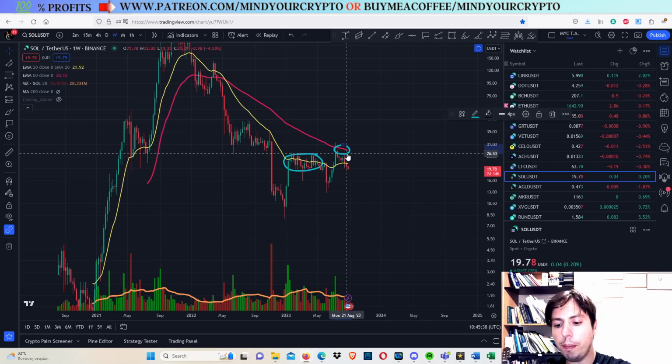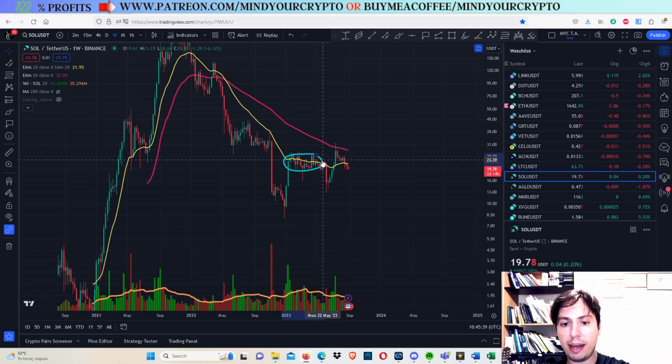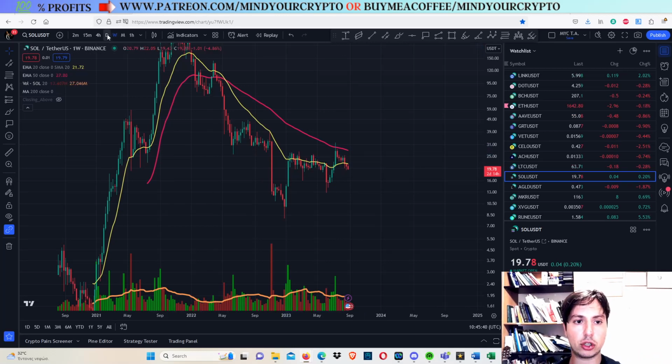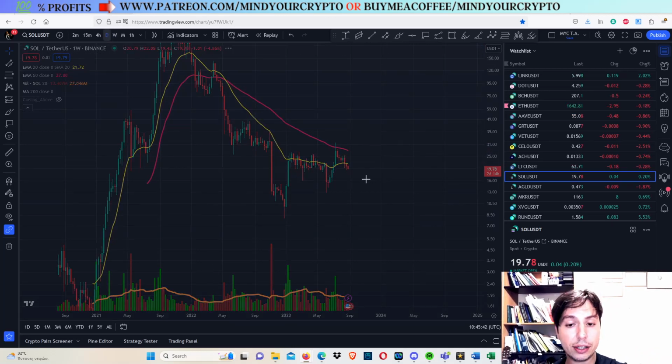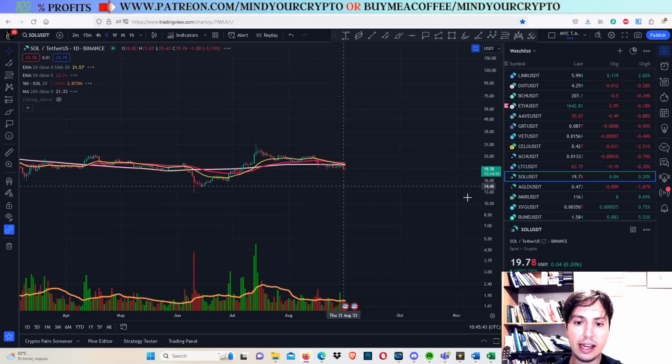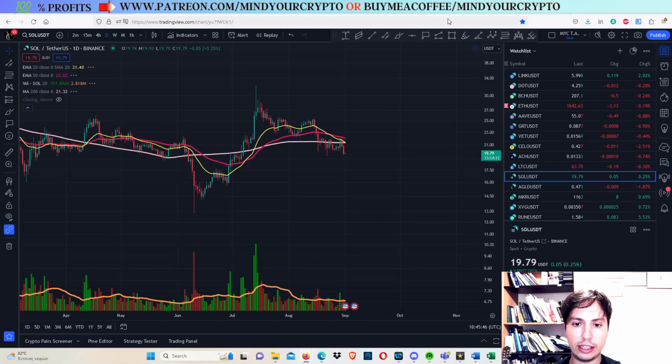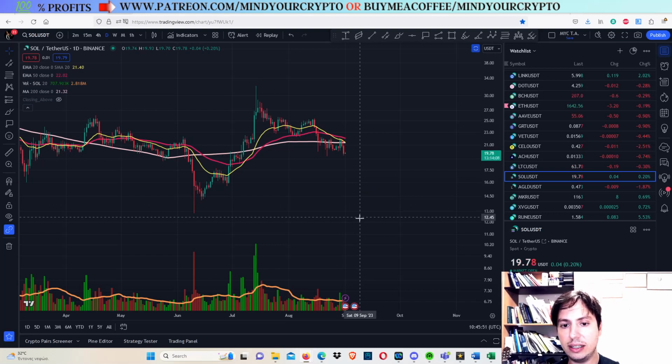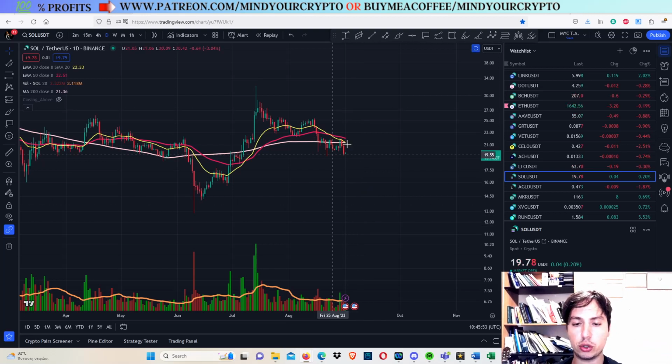Right now, though, because we found rejection on the 50-day MA, and it doesn't seem that Solana is very healthy in the short term either, I think that most likely Solana is going to find a huge correction to even go down to retest the 13 USDT or so, or 11. So if you have a long position in Solana, please be careful.